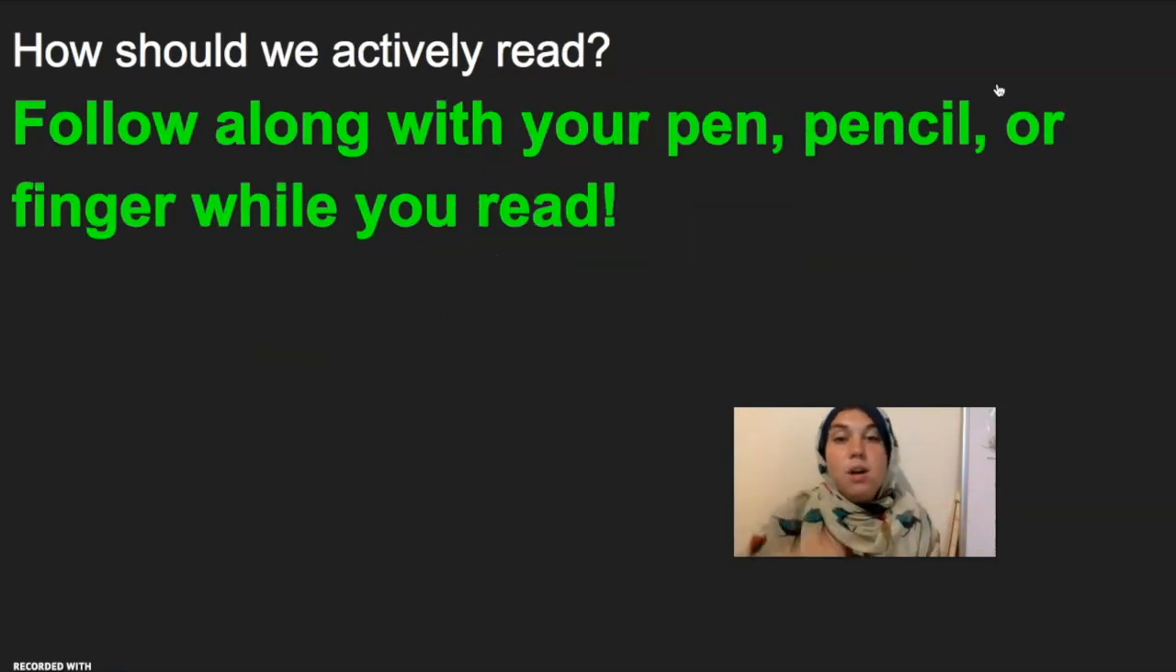Number 2, follow along with your pen, pencil, or finger while you are reading. Okay, I know it can be kind of hard with a computer screen. If you're doing this on a smartphone, you could actually physically touch your phone screen. If you're doing it on a computer screen, you could follow along as well, okay? Just make sure you are not just being distracted or messing up the lines, the order in which you're reading things. So that's where following along with a finger or a pen really helps, okay?